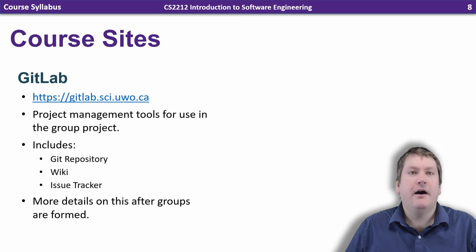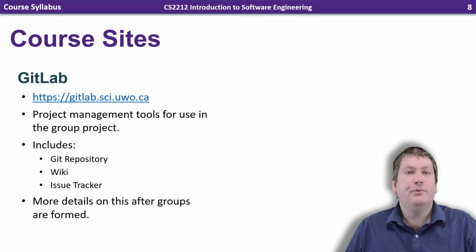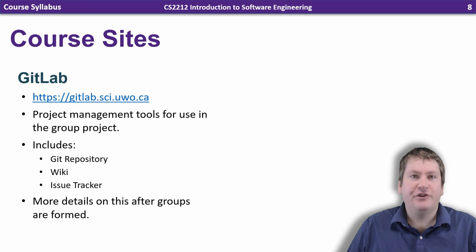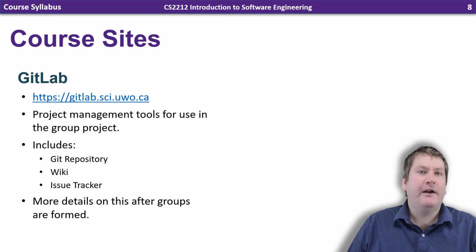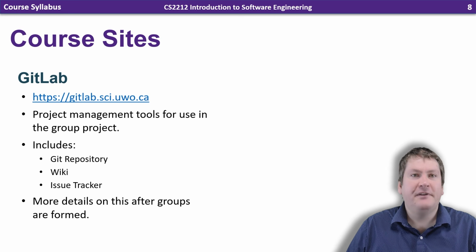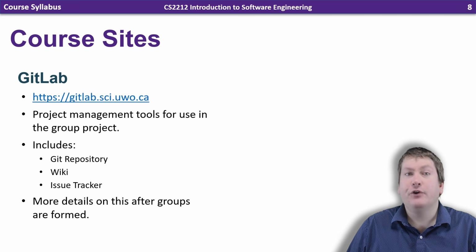And the last big online site we'll be using is GitLab. This is a project management tool for use in group projects, particularly software projects. It's going to include a few important things: a Git repository for storing your code, a wiki for doing your design work on, and an issue tracker for tracking any tasks that you assign to your group members, as well as tracking issues that need to be resolved in your code.